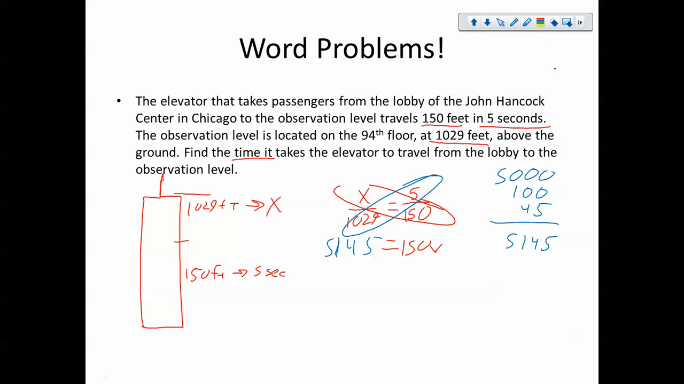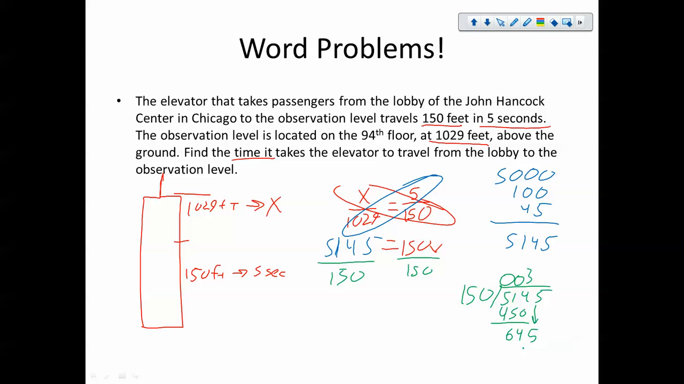Oh, goodness. Now I have to divide by 150. And that one's going to be kind of tough to do mentally. Let's do some long division here. 5,145. Okay, how many times is 150 going into 5? 0. Into 51, 0. Into 514. Okay, 150, 300, 450. That looks like 3 times. So 3 times 150 is 450. And then 514 minus 450 looks like 64. Bring down 5.